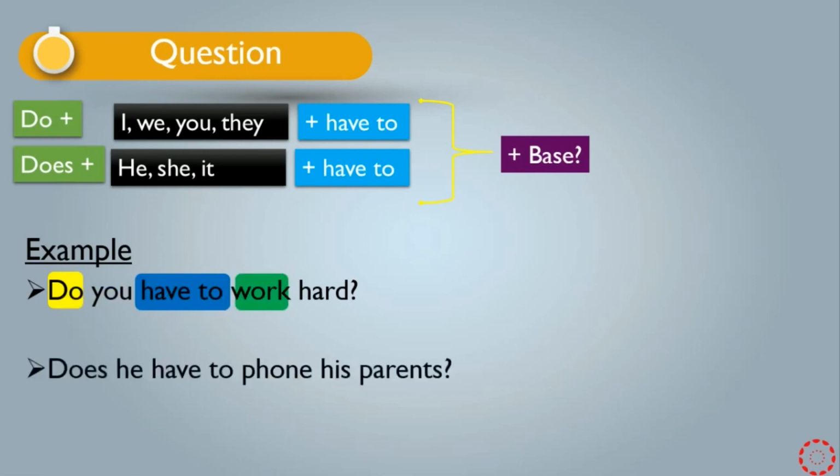Another one, does he have to phone his parents? Again, why do I use does? Because I have he here. Have to again as the rule, because we said if we have does we use have to, and phone should be in base form. This one is about present.